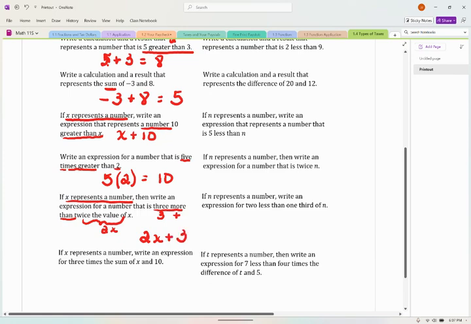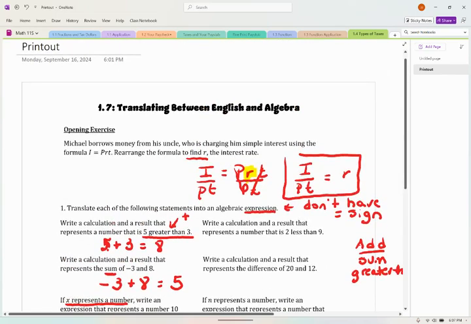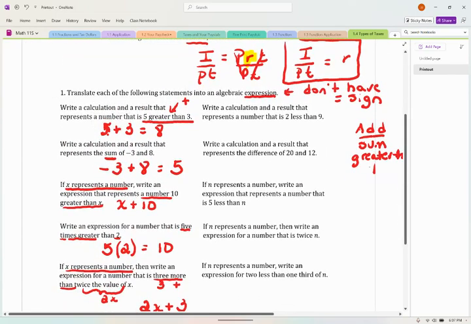If x represents a number, write an expression for 3 times the whole sum of x and 10. Sum means to add. Okay, so just so far, some of the words that we've used for adding are sum and greater than. That's really all we've learned so far, okay?